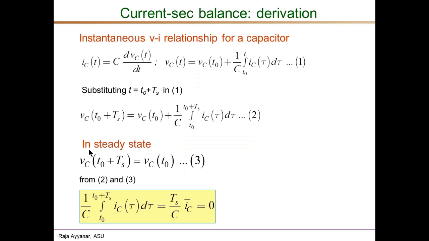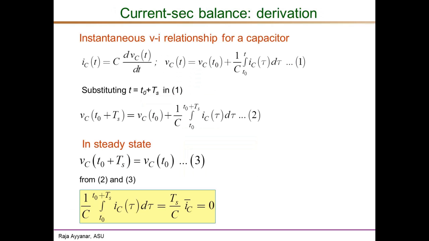Then we invoke the DC steady state principle that all waveforms repeat exactly from one cycle to the next cycle. Therefore, the capacitor voltage at t0 plus Ts is exactly the same as the capacitor voltage at t0. So that is the definition of DC steady state. So substitute this 3 into 2. We have this term equal to this term. They cancel each other, so 1 over C times the integral term is equal to 0.